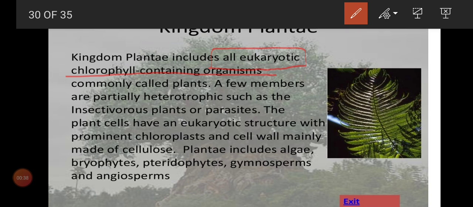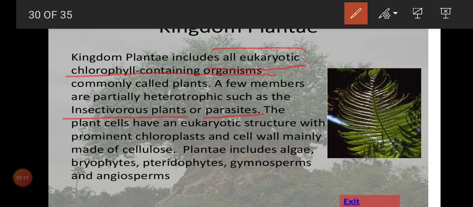And a few members are not photosynthetic. They are heterotrophic, such as insectivorous plants or parasites. What are examples of insectivorous plants? Venus flytrap, bladderwort. These are some examples of insectivorous plants, and Cuscuta is a parasite. Only these kinds of plants show a heterotrophic mode of nutrition. All the other plant categories, starting from bryophytes, pteridophytes, gymnosperms, angiosperms, come under the photosynthetic mode of nutrition only.